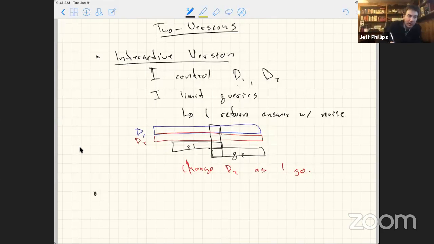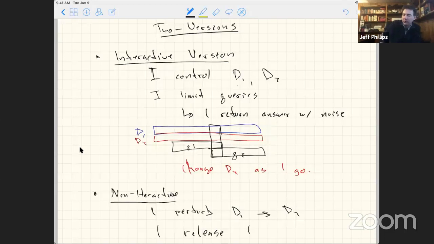Okay, so the other way is the non-interactive one. With this, I perturb D1 to D2, and then I just release D2. I completely release data set D2. Then users can do anything they want to D2, and I ensure you can't knowingly recover individual attributes of D2.